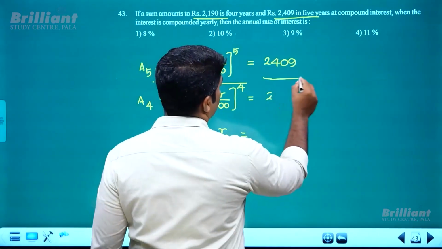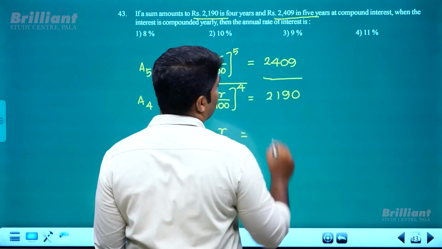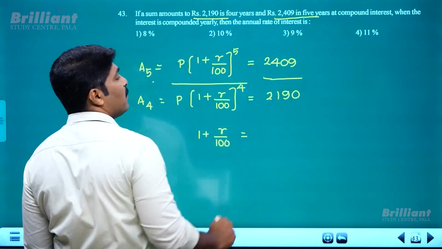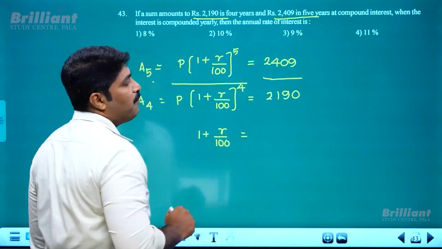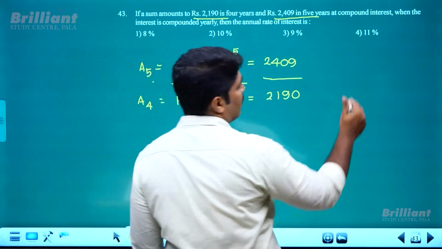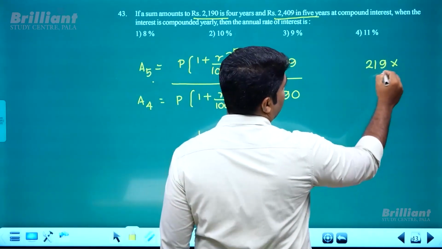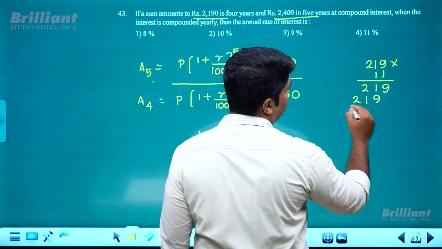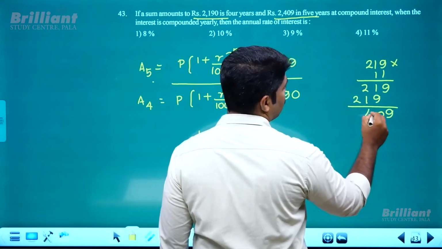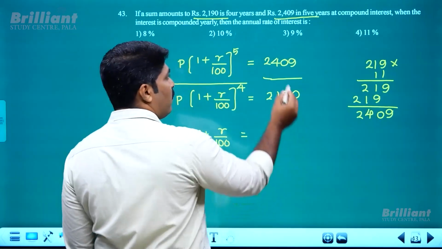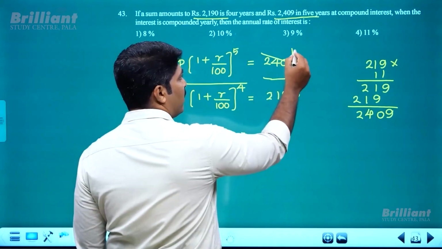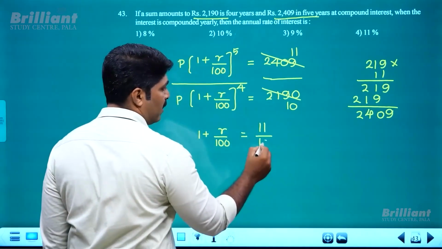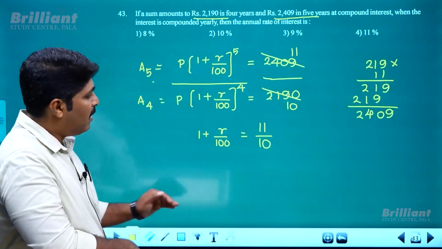What's the relationship here? If you got the idea that this 2409 is 11 times 219, you can easily reach the conclusion. What is 219 into 11? This is 219, and while we are adding the 10 times, this is 2409. So we can reach the conclusion that 2409 is 11 times 219, and 2190 is 10 times 219. So this is simply 11 by 10.